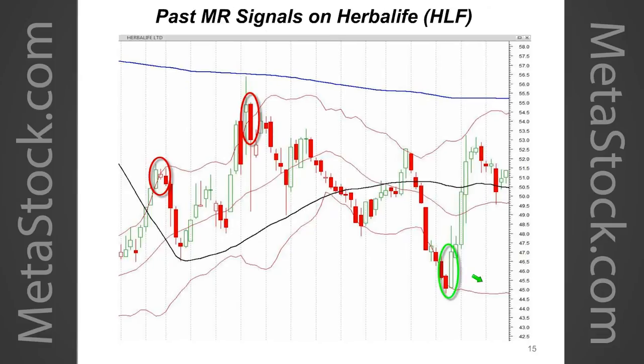Okay, so you got them? You think you've got them? Let's take a look at the answers. Here we have our three mean reversion setups.